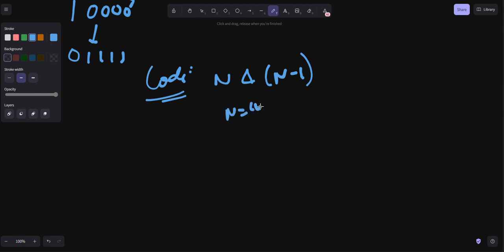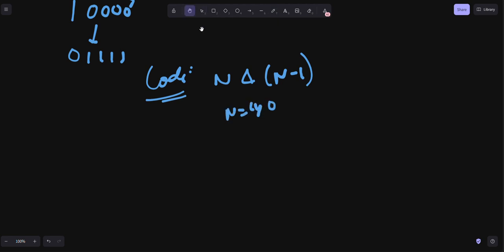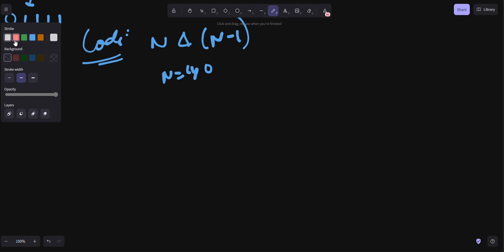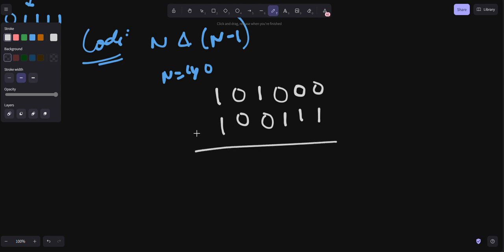How? Let's see. Let's take the example of 40, a bigger number. How is 40 represented? 101000. How is 39 represented? It is 100111, with everything after that becoming 1. If you do the AND operation, this is 40, this is 39, what will you get here? 0, 0, 0.